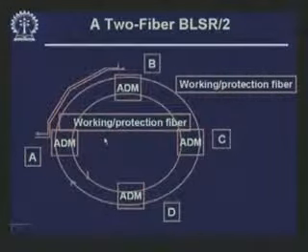There is also a 2 fiber version of BLSR, namely BLSR 2. Here both the fibers are working as well as protection fiber. That means if one of them fails, the other one will give the protection in the other direction of the ring. If you note, the rings are going in the opposite direction. So if there is a line failure, both of them are working as well as protection fiber.